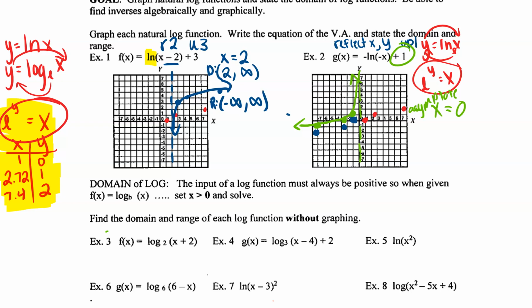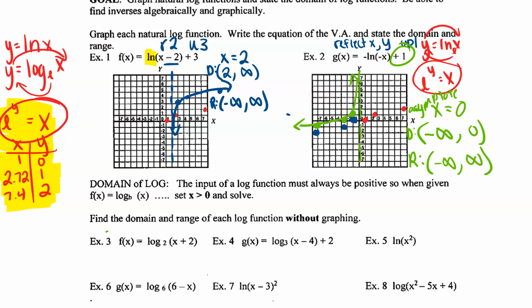The domain is going to be everything less than 0 because it's on the left side of 0. So that's negative infinity to 0, or x is less than 0. And then the range is, it goes forever up and forever down, so that's negative infinity to positive infinity, or all real numbers, however you want to write it.